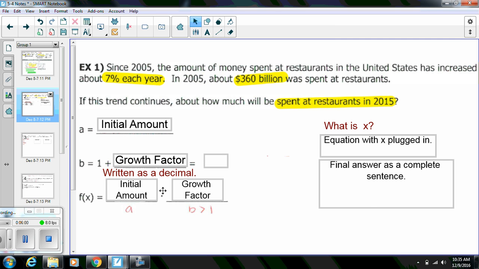So we need to find our initial amount. What are we starting with? Well, it says in 2005, about $360 billion was spent. That is our starting point.